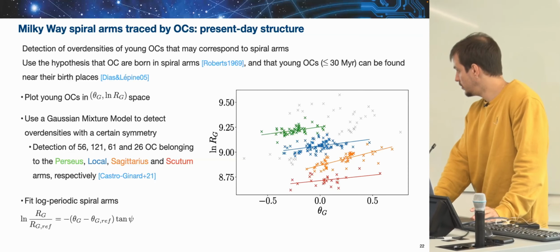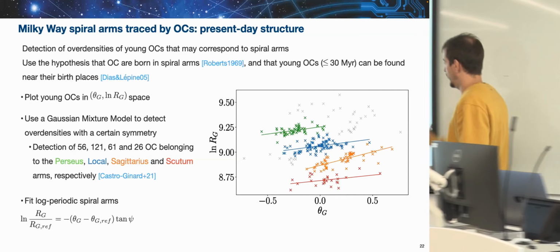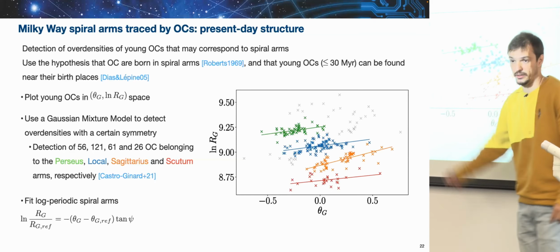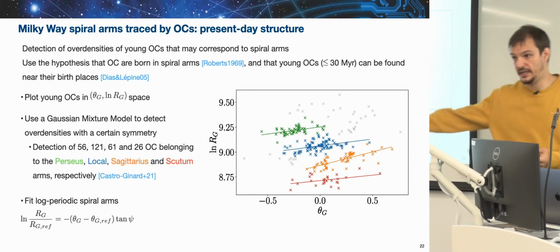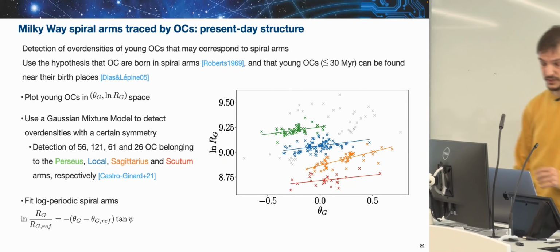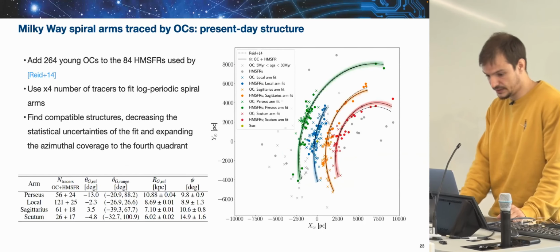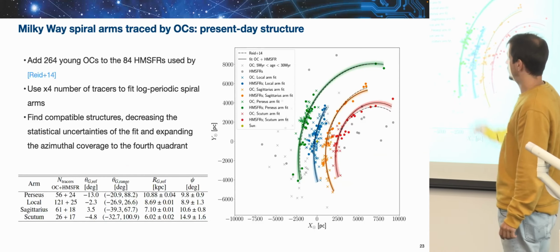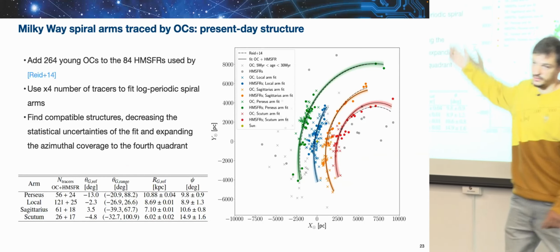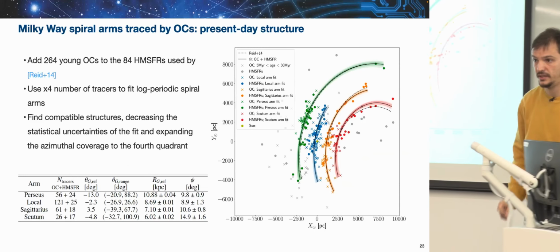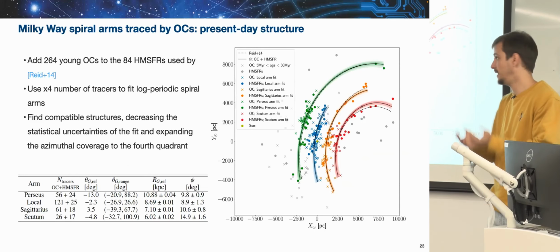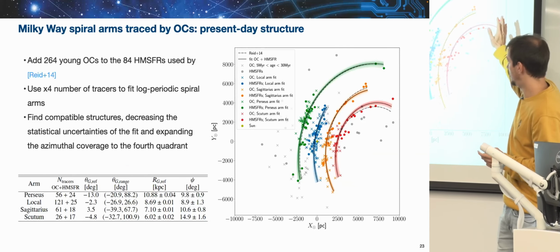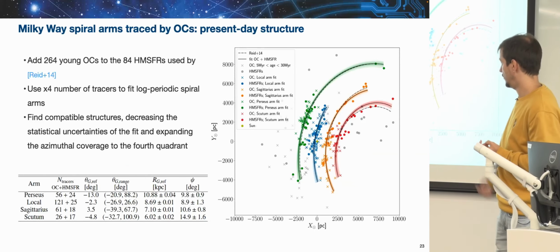And then we fit a linear fit here that belongs to the log-periodic spiral arms, so we can describe the spiral arms or get their parameters as a function of these clusters. And this is what we did. Basically, we have the young clusters plus the traditional tracers for the spiral arms, which are the high-mass star-forming regions. We see that they were compatible, so we add them together and we have the description of the spiral arms in the solar neighborhood.